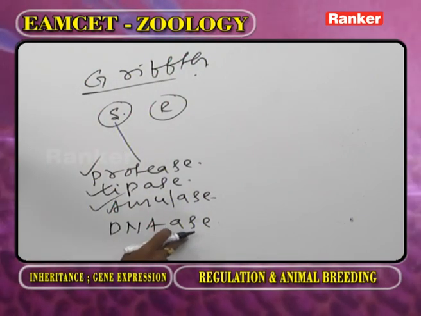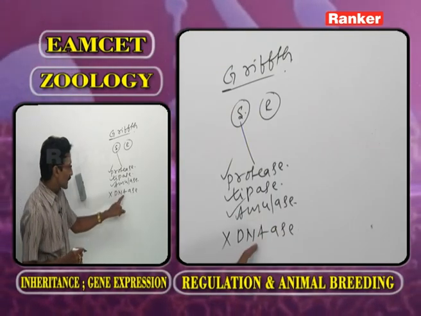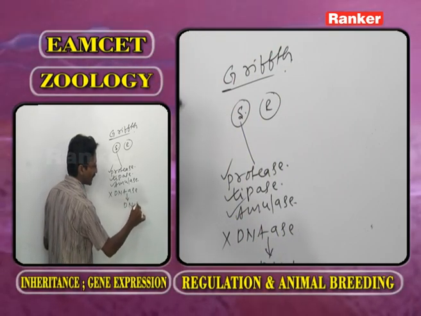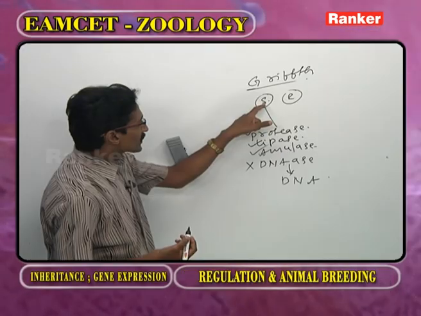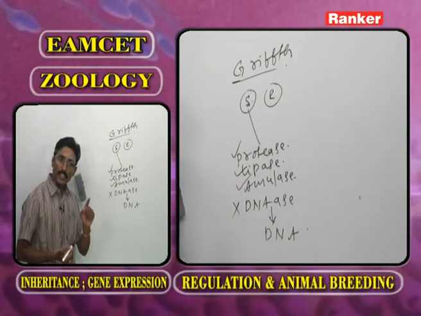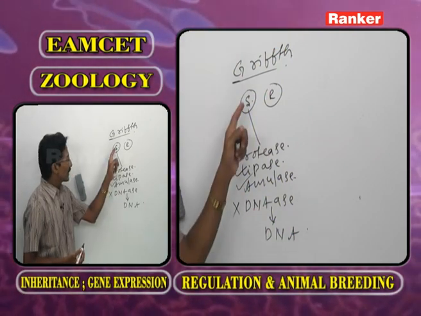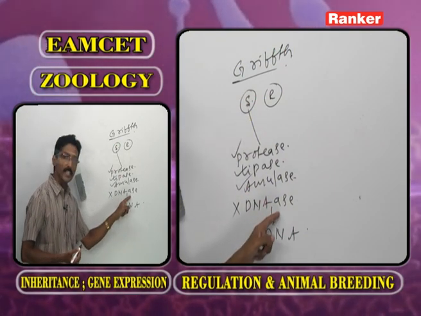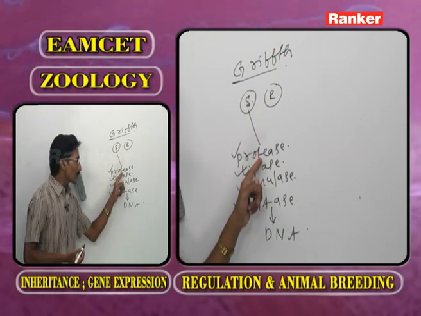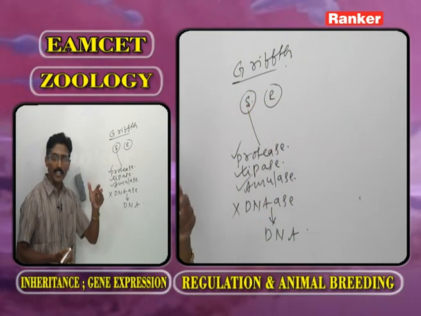Whenever the material was treated with DNase, there is no transformation, because the DNase enzyme digests what type of material? DNA. So in the S strain, what type of material is present? DNA. The DNA material is digested by what type of enzyme? DNase. So whenever the material of S is treated with DNase, there is no transformation. Whenever it is treated with protease, lipase, amylase, the genetic material in the S strain is not digested, so it is transferred.